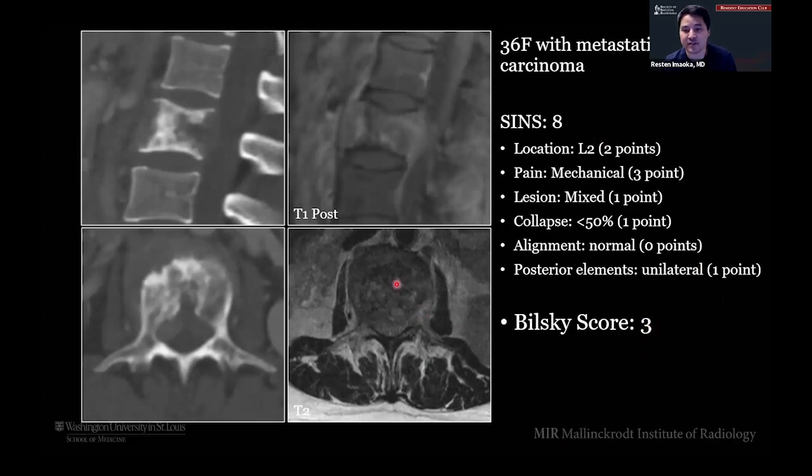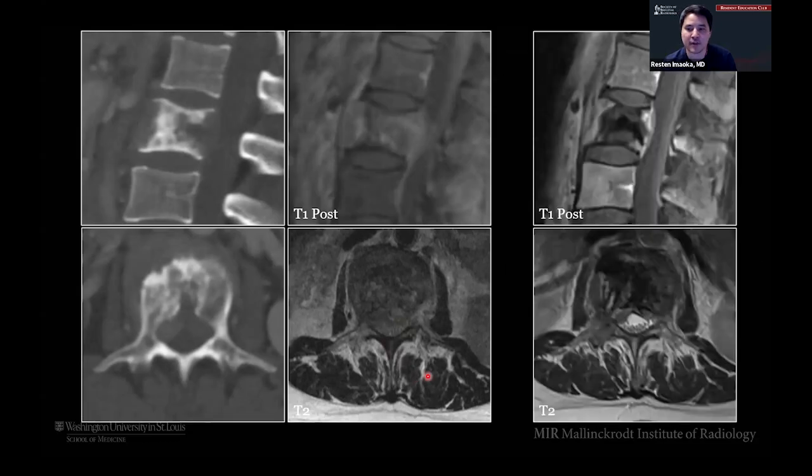Bilsky score was 3, right? This is what this is showing here. This is a T2, and you can see the epidural components here, but more importantly, what you cannot see is that there's no CSF around these spinal nerves at all. So Bilsky score of 3 for that.